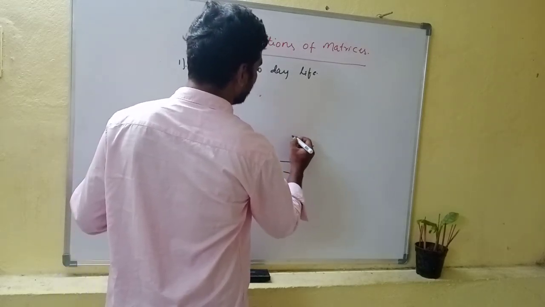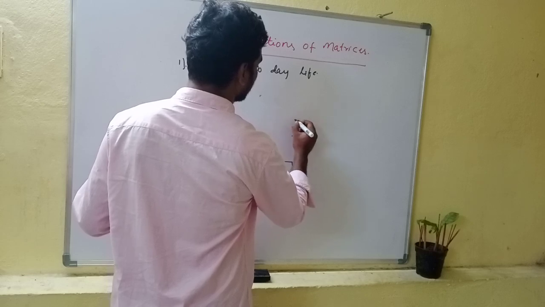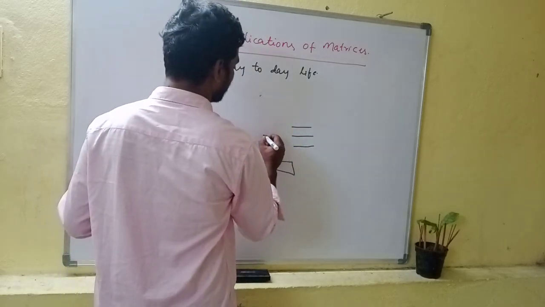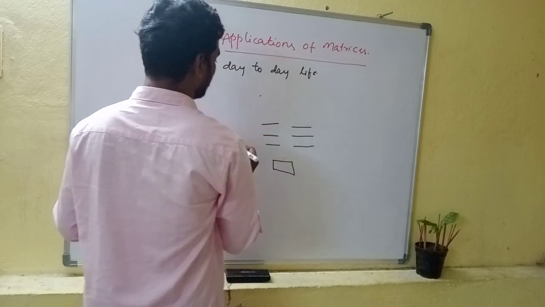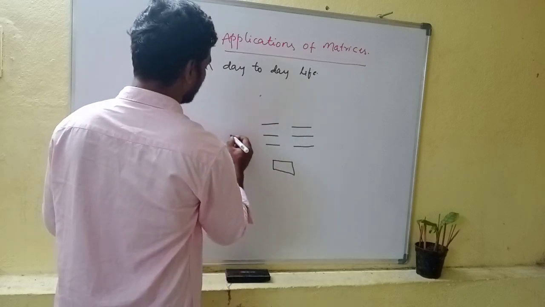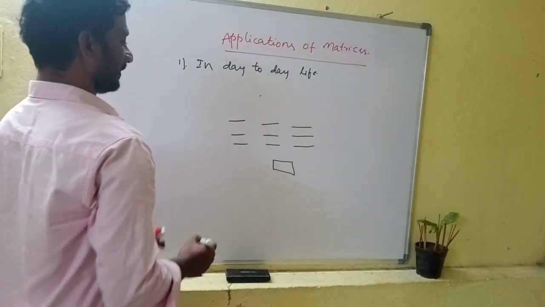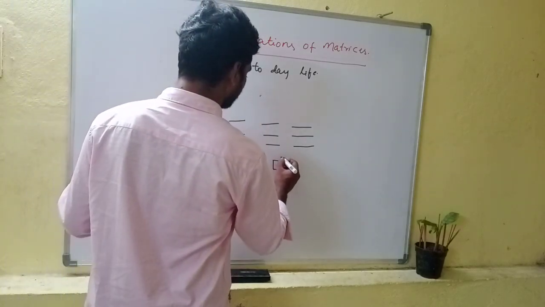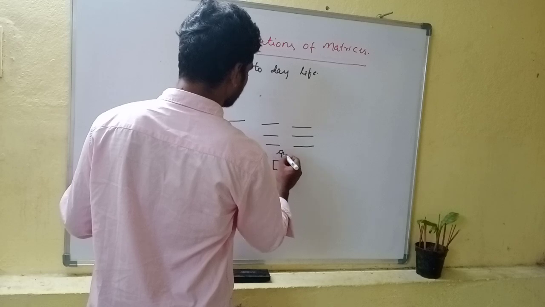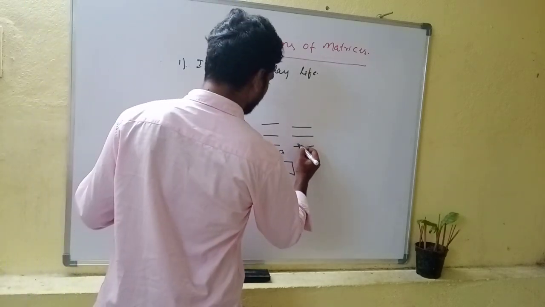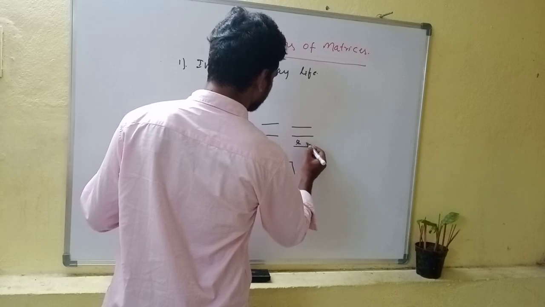I am placing 3 benches in one row, another 3 benches in another row, another 3 benches in another row. Here I am standing and I am teaching you. Here children are sitting.